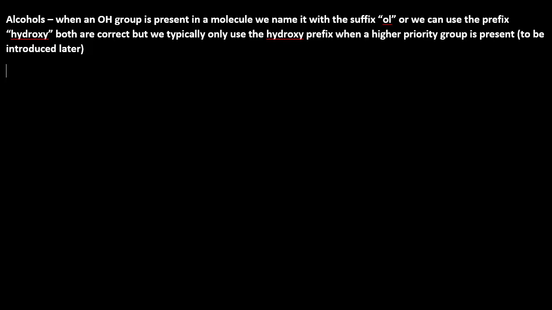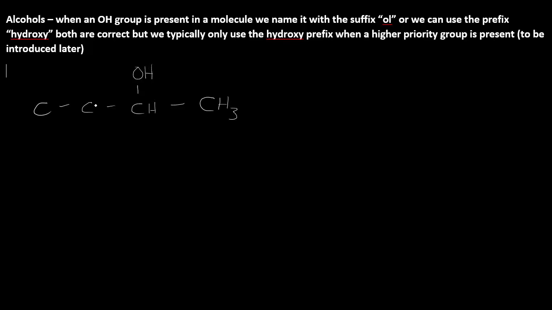Naming alcohols. When an OH group is present in a molecule, we name it with the suffix -ol or -all. We can also use the prefix hydroxy. Both are correct, but we typically only use the hydroxy prefix when a higher priority group is present. So we'll look at that later on. All right, so here's a sample molecule.